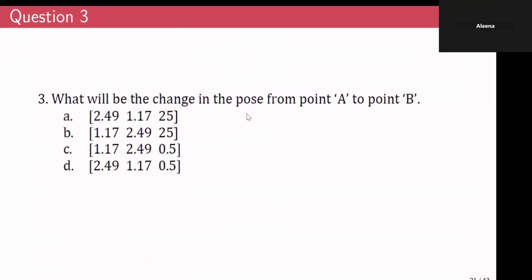So moving on to question 3, it's a continuation from the previous question itself. What will be the change of pose from position A to position B? Right? So we know from our kinematic relations that P dash is P plus delta x, delta y, delta theta, where this P is the current position x, y, theta, and P dash is x dash, y dash, theta dash.